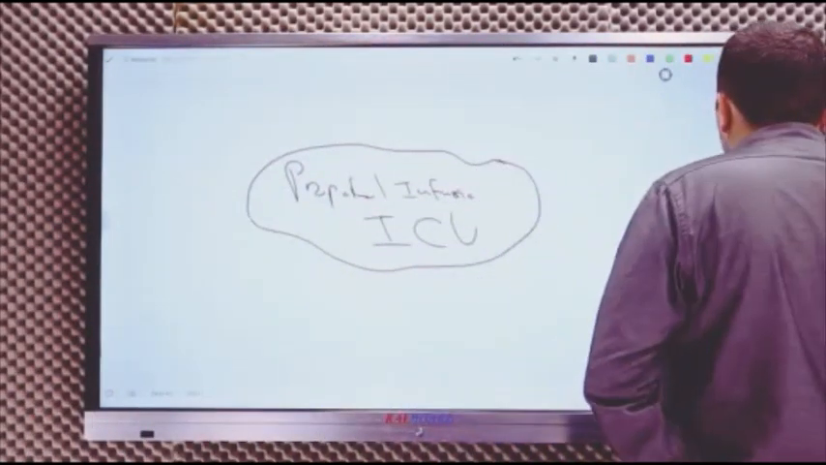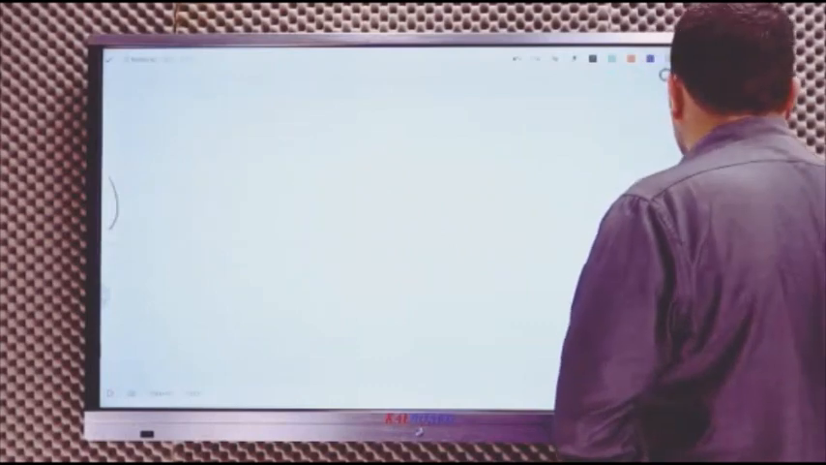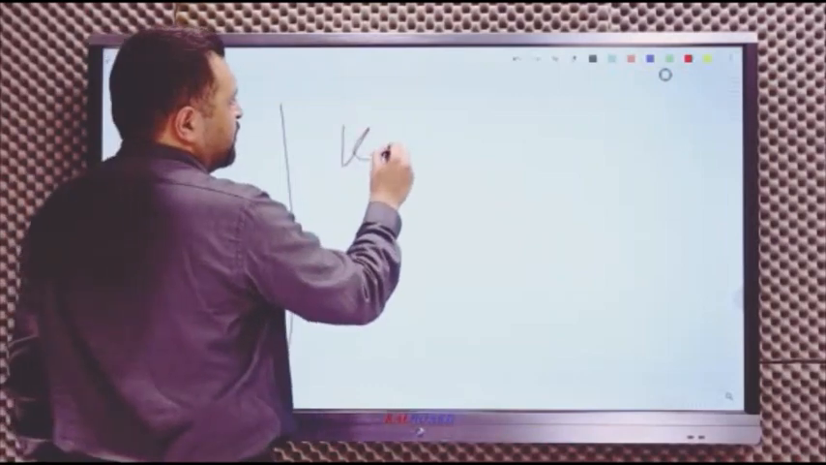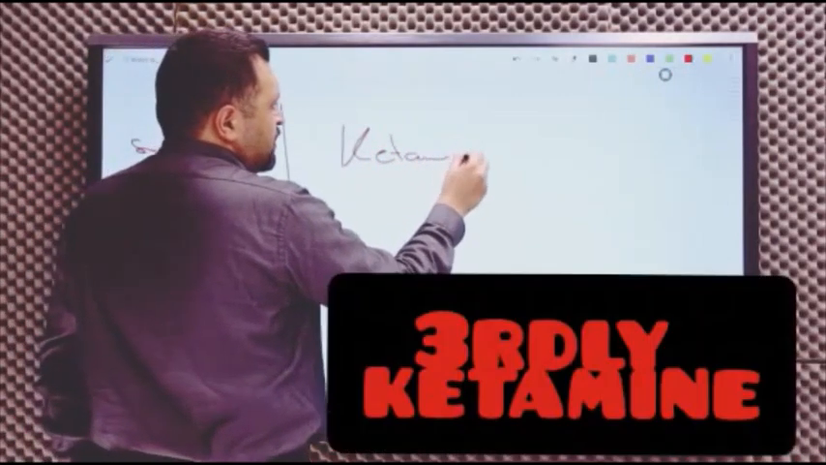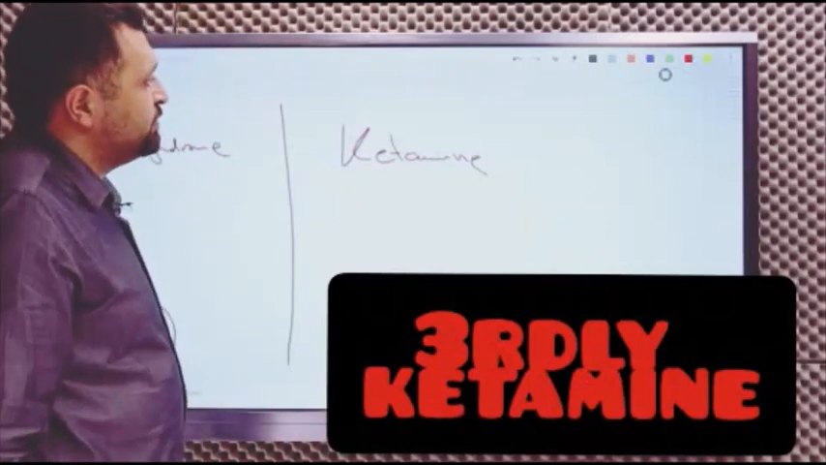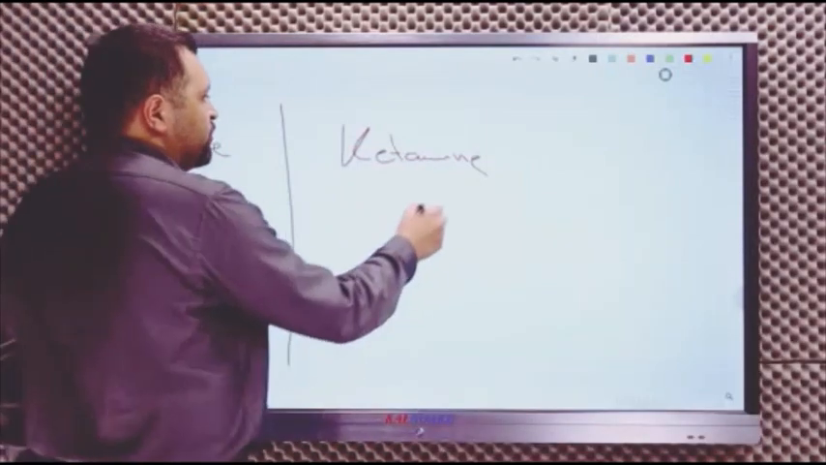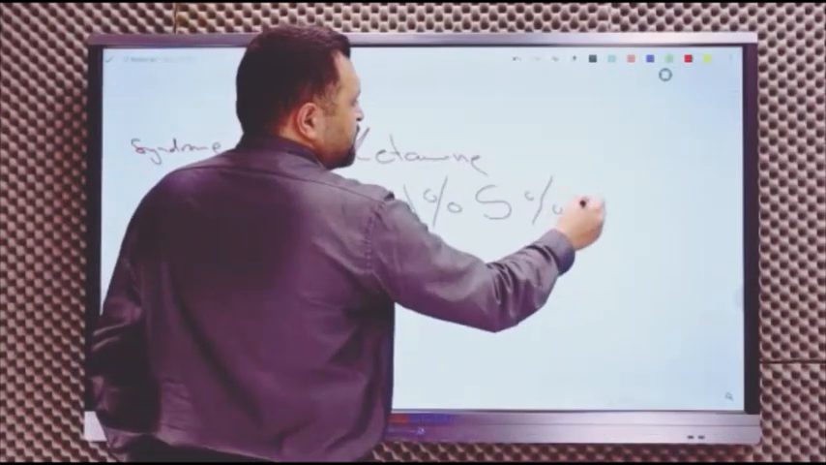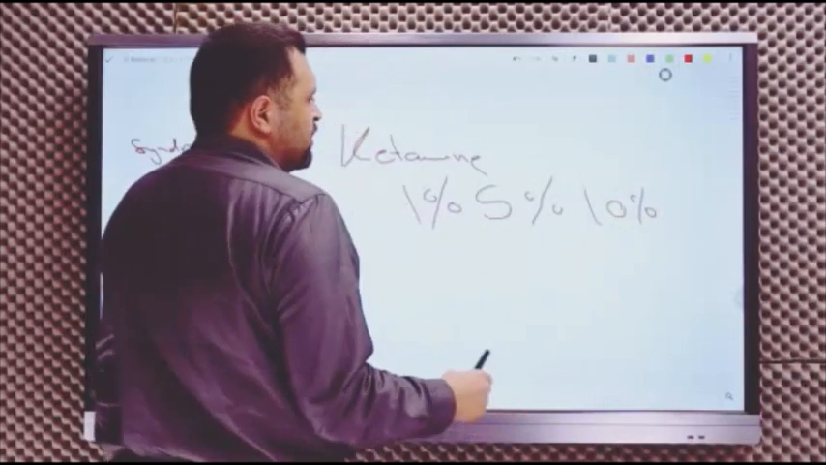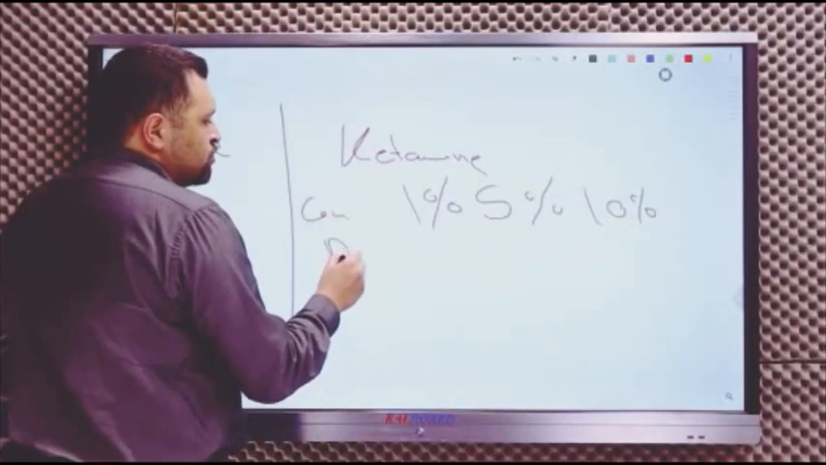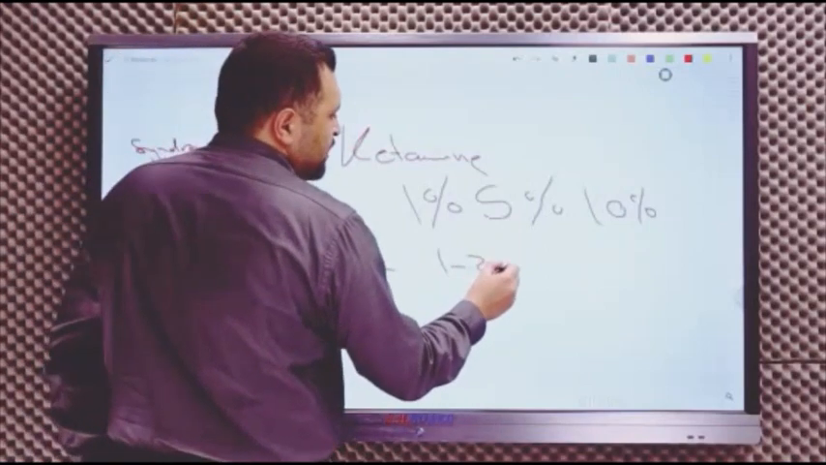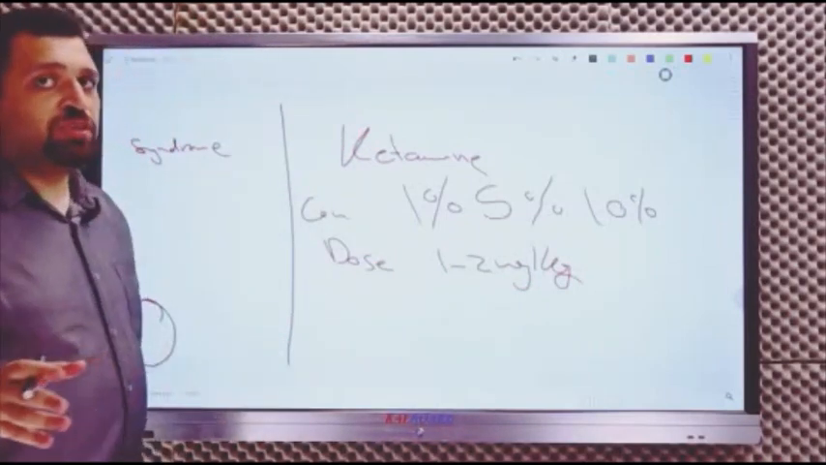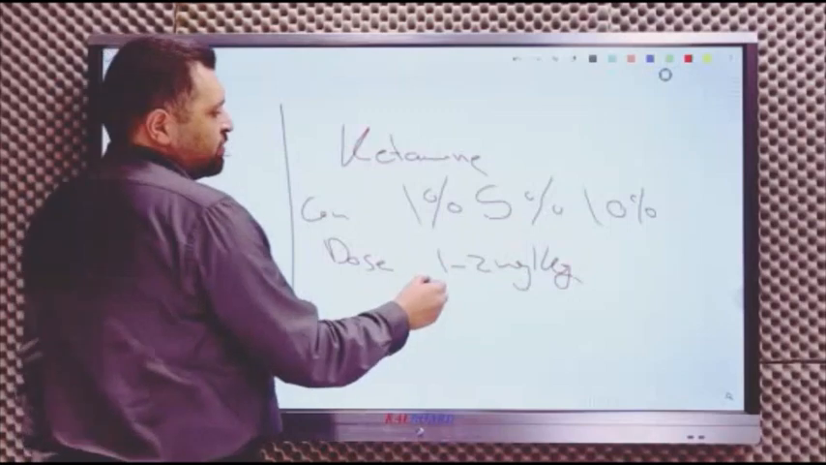Okay, let's move to the next drug, which is ketamine, or the red drug, because it's a helpful drug, yet it's a dangerous one. So if we start with the percentage, you can give 1%, 5%, or 10%, depending on the manufacturer. This is the concentration. The dose is around 1 to 2 milligram per kg. But this is the dose for hypnosis, which means loss of consciousness. This is very high for ketamine.